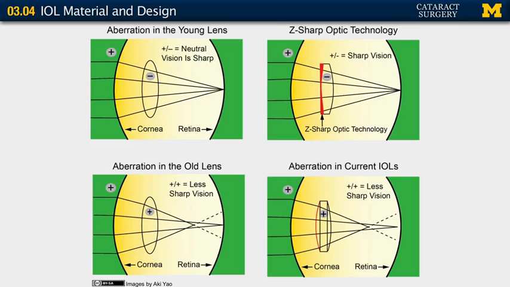The newer lenses that are aspheric account for this and allow light passing through the periphery of the lens as well as light through the center of the lens to come to one sharp point of focus on the retina. This does improve the clarity of the image.